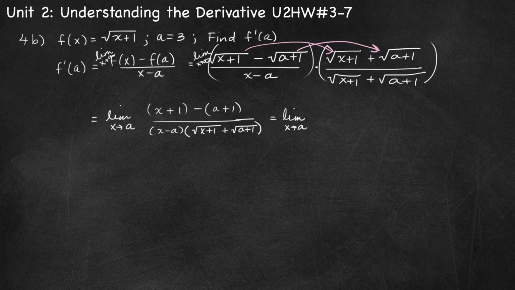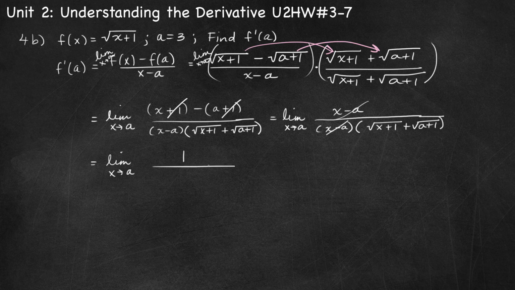So limit as x approaches a. In the numerator, x plus 1 minus a minus 1. So this plus 1 minus this 1 is going to be 0, and I just have x minus a in my numerator. And that's going to cancel with the x minus a in the denominator, leaving me with just square root x plus 1 plus square root a plus 1 in the denominator, and leaving me with just a 1 in the numerator. So now I have limit as x approaches a of 1 over the square root of x plus 1 plus the square root of a plus 1.